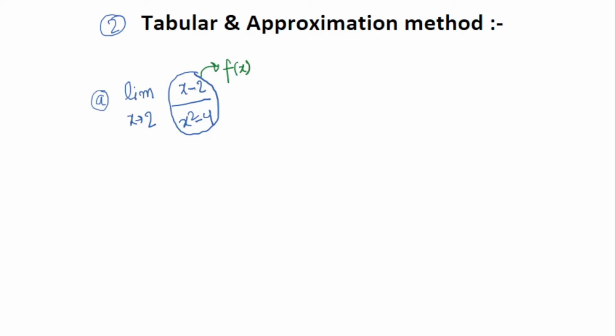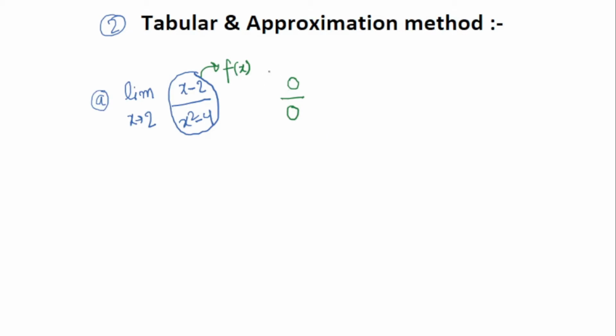If we talk about the numerator, then if we put x is equal to 2, the numerator's value is going to be 0. And if we put x is equal to 2 in the denominator, this is going to be 0. So the form is going to be 0 upon 0. And 0 upon 0 is what we call the indeterminate form.